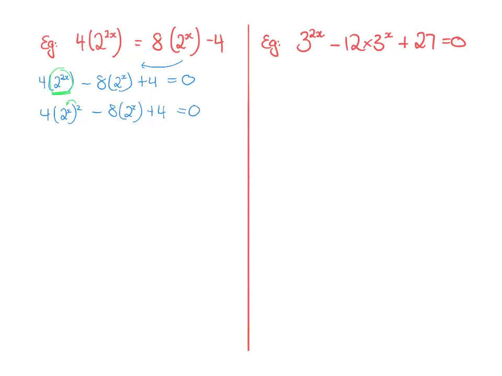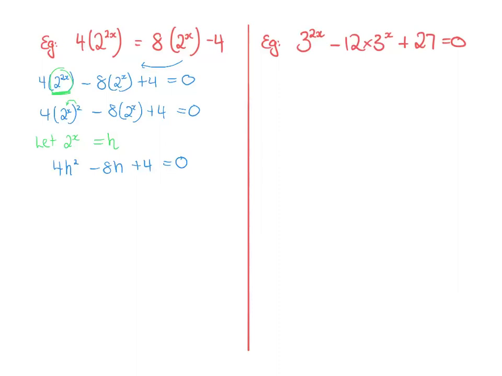Okay, so now that I've done that, if I just said, let 2 to the power of x equal another letter, I might say h. If I rewrote this equation using that, I would actually have 4h squared minus 8h plus 4 equals 0. So now you can see this is a quadratic. And how do we solve a quadratic?